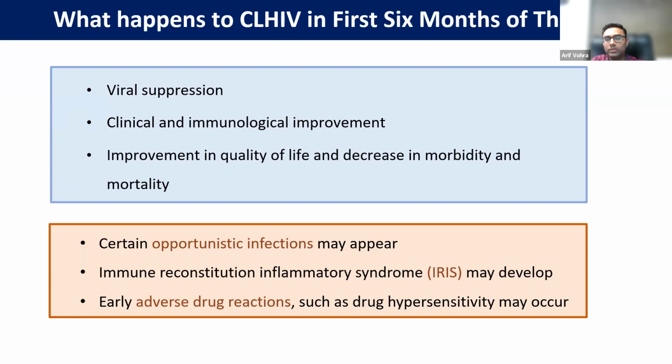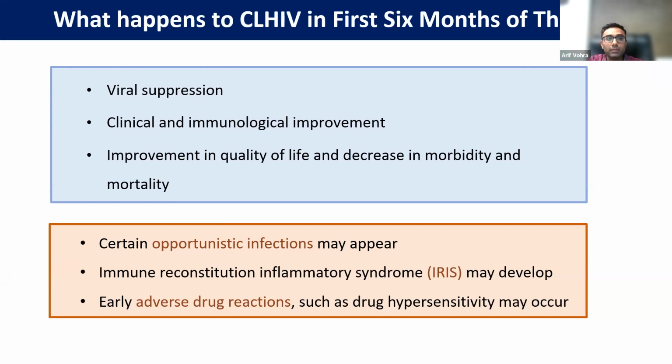Now what happens to CLHIV in the first 6 months of therapy? Once we start ART, viral multiplication goes down and the number of copies of the virus is reduced. That leads to improvement in CD4 count, which is linked with clinical and immunological improvement in the child. That enhances the child's ability to work, increases the overall quality of life, and decreases disease-related morbidity and mortality. When we are suppressing the virus and the CD4 count is rising, the immunity is now in a recovery phase.